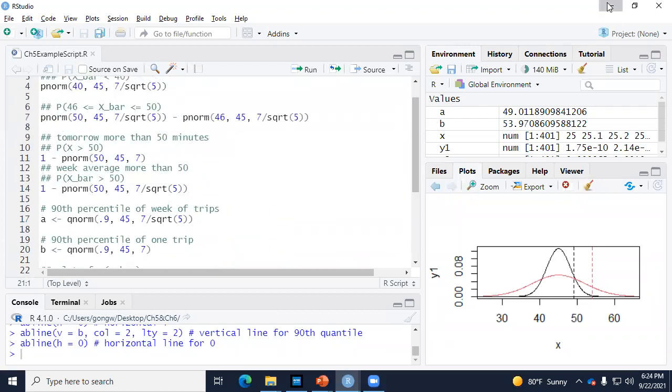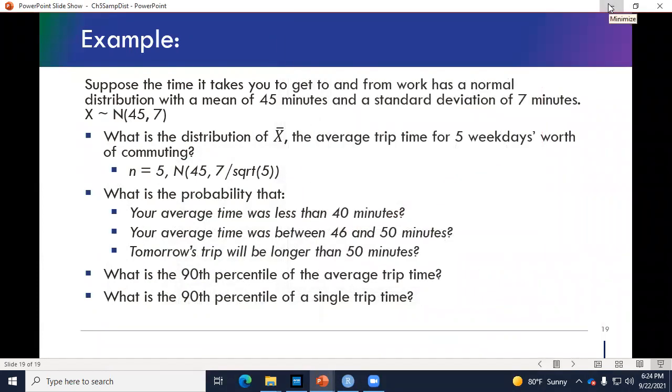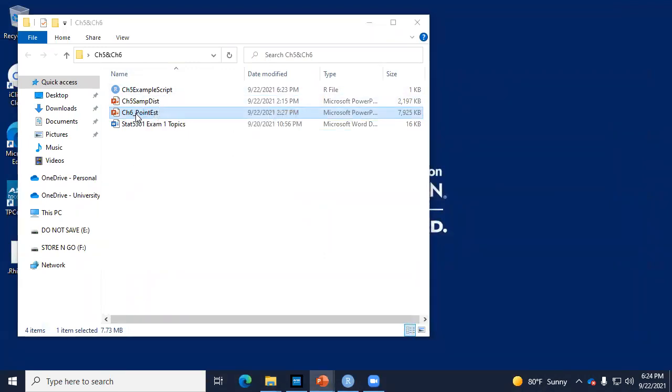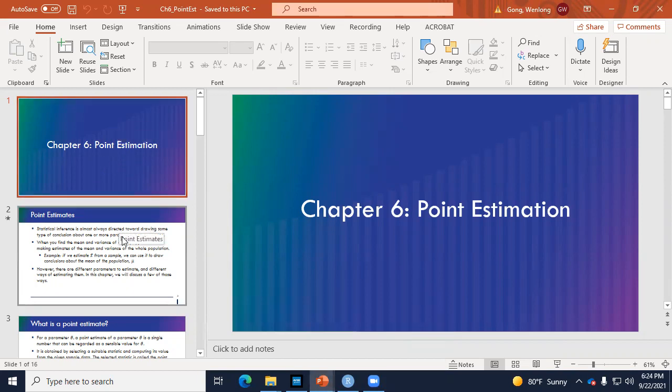Okay, so this is for chapter 5. Now I'm going to have chapter 6 as well. Chapter 6 is short. There is a lot of information about point estimation, but I just picked the most important things that you will probably use in the future. So we'll only cover those important ones. Okay, this is point estimate.